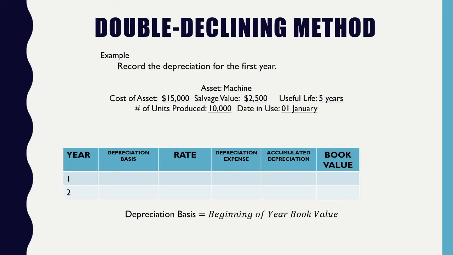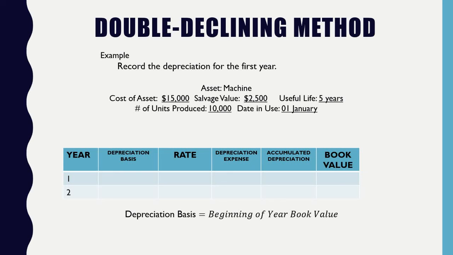In this case, we bought a machine that's worth a total of $15,000, okay? And it has a salvage value of $2,500, all right? Its useful life is 5 years, and the number of units that it could produce is 10,000, all right? And the date that you place into service is January 1st.